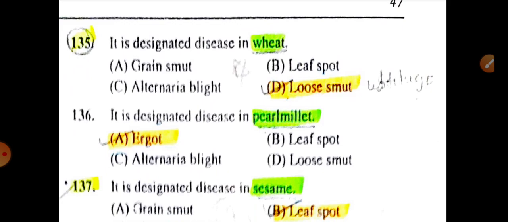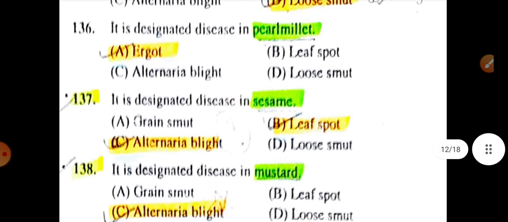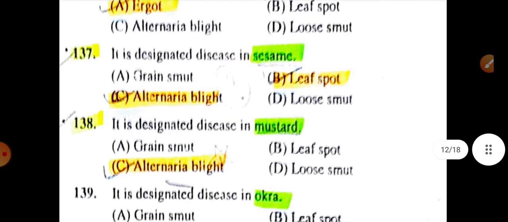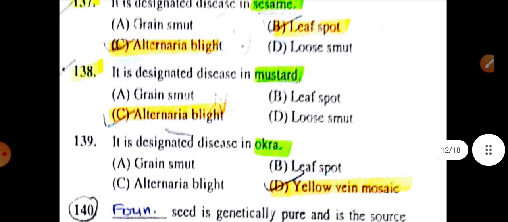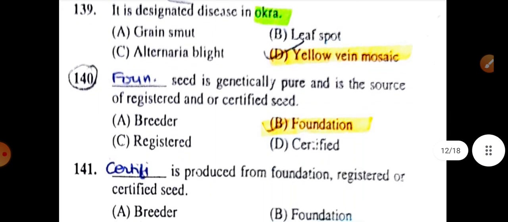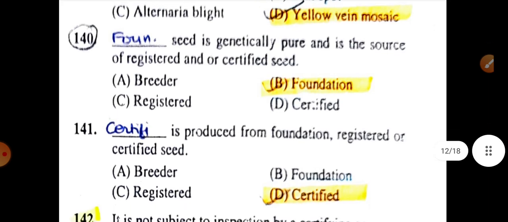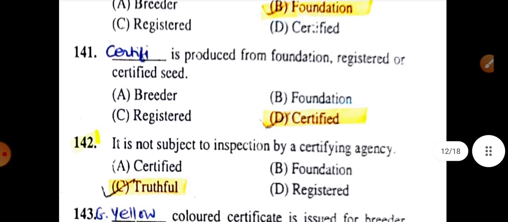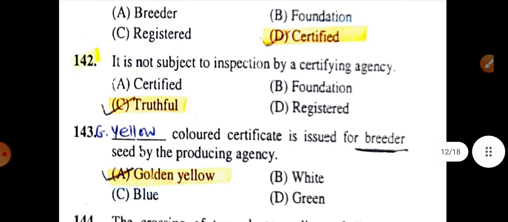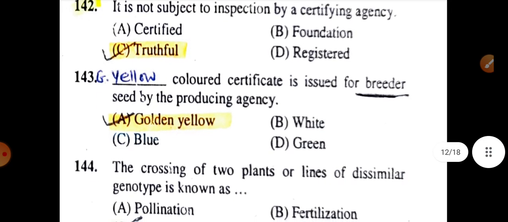The disease of wheat is loose smut. Diseases of pearl millet are ergot of bajra and downy mildew. Sesamum has leaf spot and alternaria blight. Mustard has alternaria blight. Okra has yellow vein mosaic. Foundation seed is generally pure and is the source of registered and certified seed. Certified seed is produced from foundation, registered or certified seed. Truthful seed is not subject to inspection by a certifying agency.